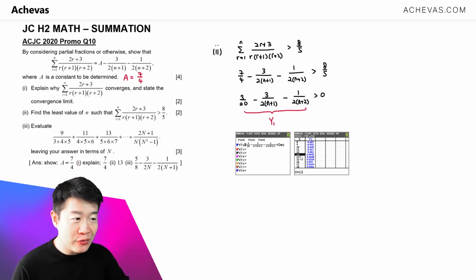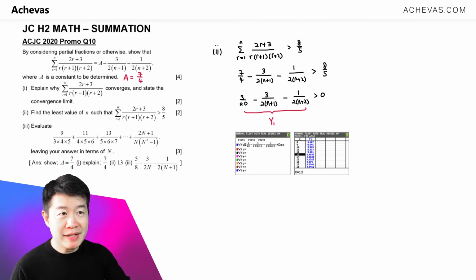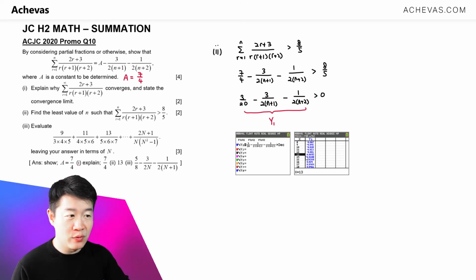So we can see that starting from 13, y1 will become positive. Which means that the least possible n that will cause this entire expression to be positive will be 13. So from my calculator, the least possible n that the question is asking for is equal to 13.